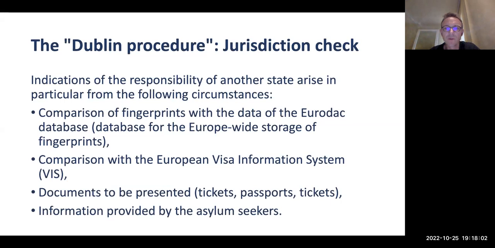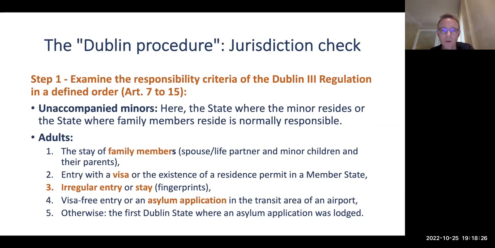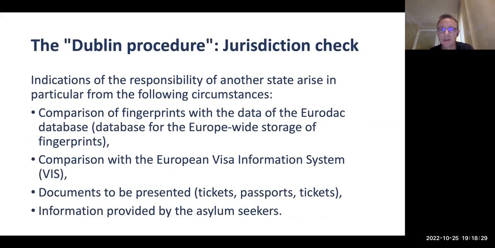We also have the European Visa Information System. This is also a database where all the visas are registered. So by checking both databases, you can easily understand whether criteria 2 or 3, which you have seen before, are fulfilled, and you can identify whether a certain country is responsible for the asylum application or another country is. And this is something which creates some problems.